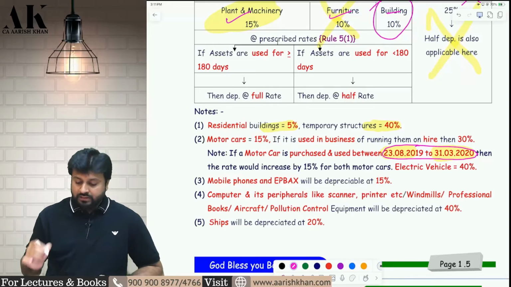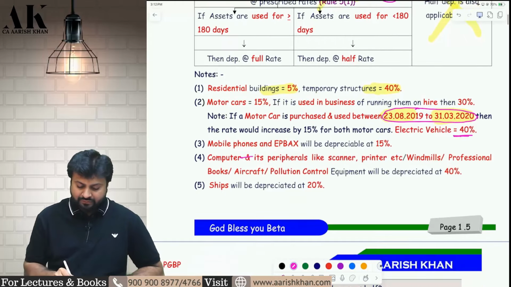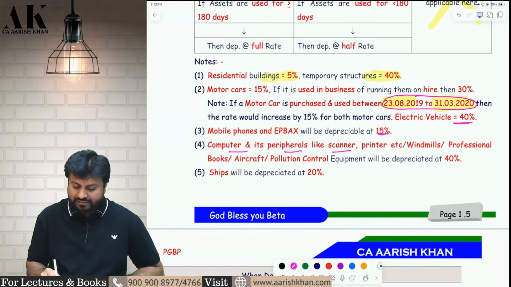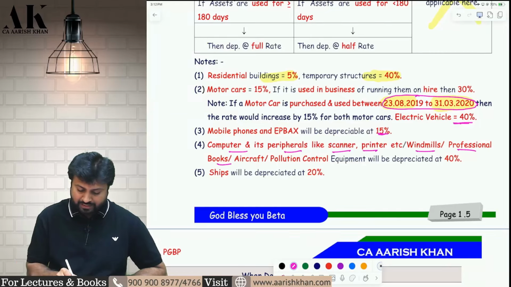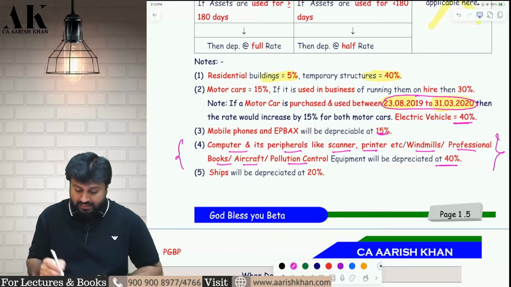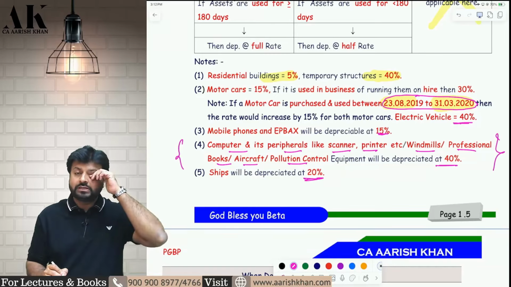Now, electric vehicle 40%, mobile phones and EPBX will be depreciated at 15%. Okay, computer and its peripherals like scanner, printer, then windmill, professional books, aircraft, pollution control equipment will be depreciated at 40%. There are multiple assets which are depreciated at 40%, and last but not least, ships are depreciated at how much? At 20%.